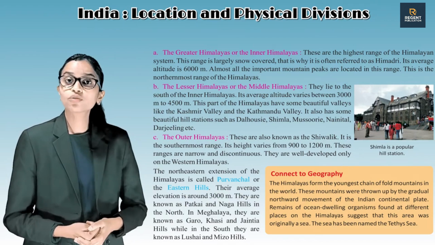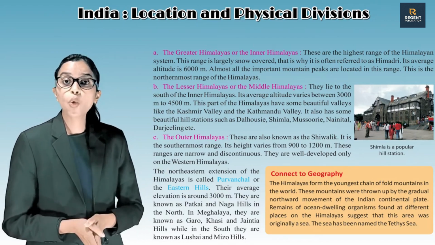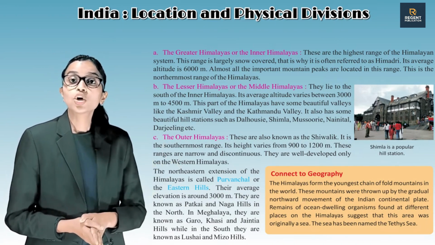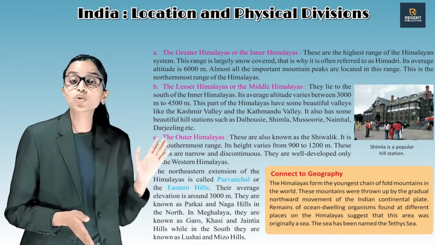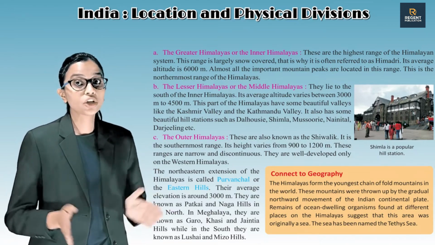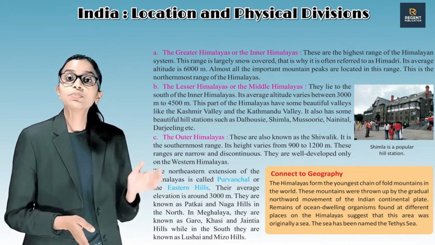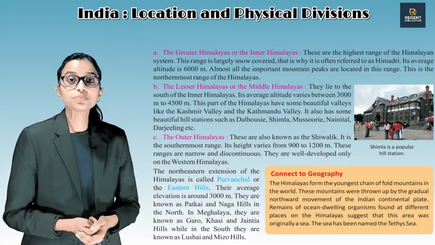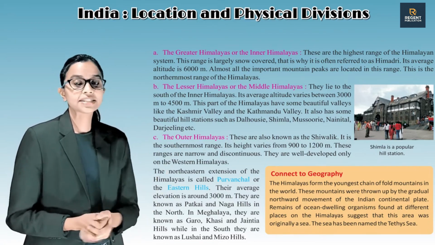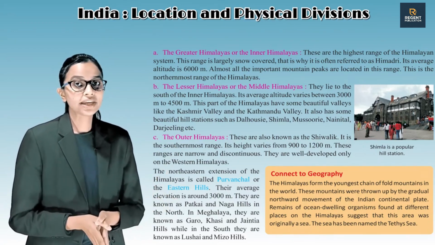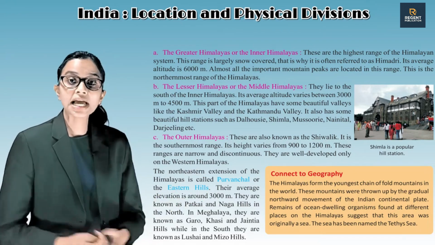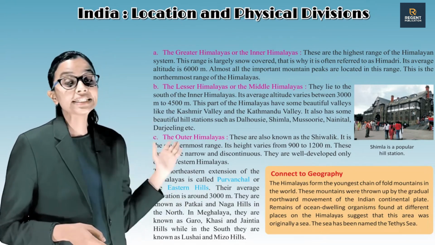The Himalayas form the youngest chain of fold mountains in the world. These mountains were thrown up by the gradual northward movement of the Indian continental plate. Remains of ocean-dwelling organisms found at different places in the Himalayas suggest that this area was originally a sea. The sea has been named the Tethys Sea.